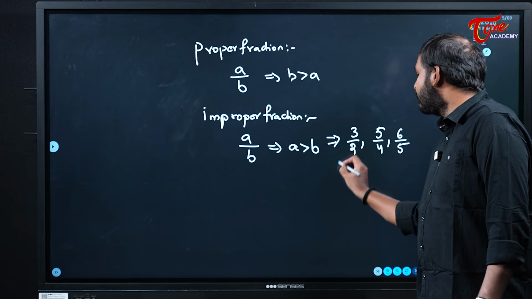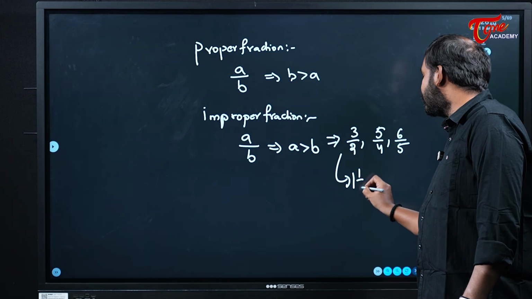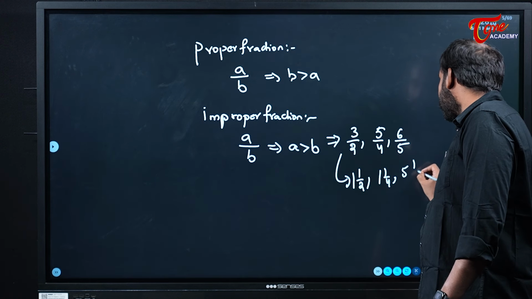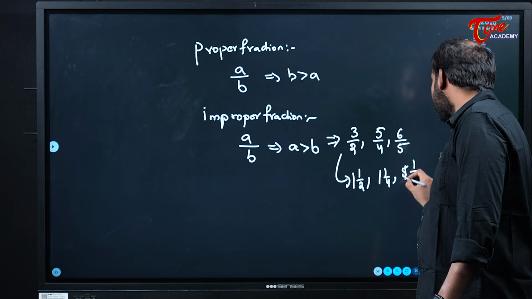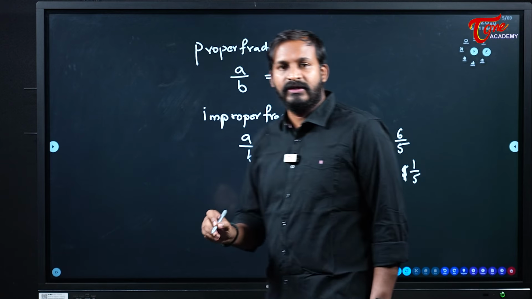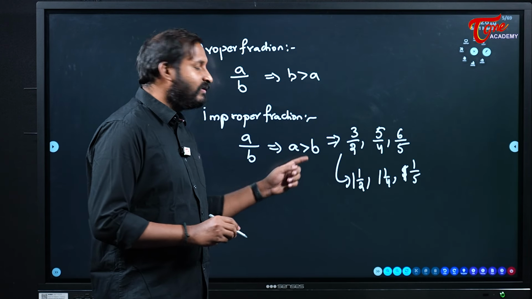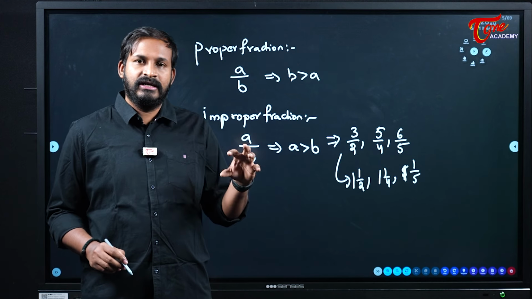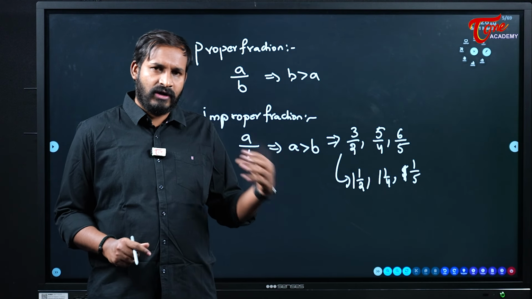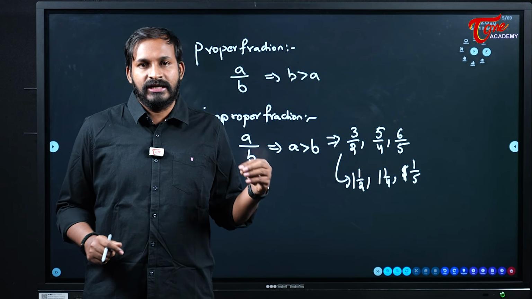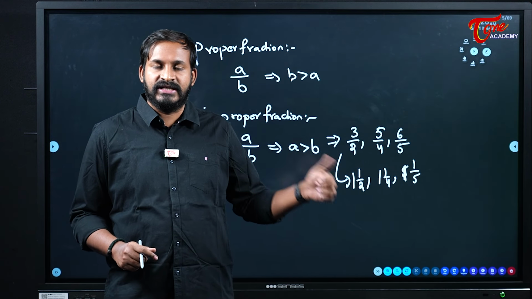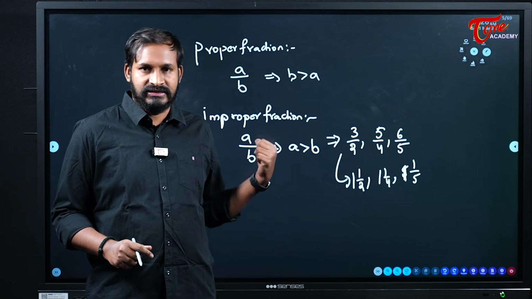How do we convert them? We will write them as 1 and 1 by 2, 1 and 1 by 4, 1 and 1 by 5. In this manner, we convert our improper fraction into a mixed fraction. See students, in any mathematics examination, we never write our answer as an improper fraction. We always convert the improper one into a mixed fraction and then write our final answer, right?